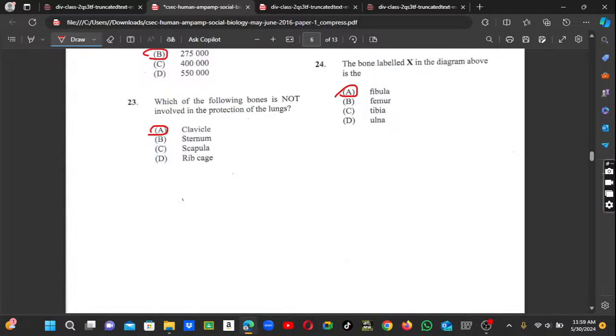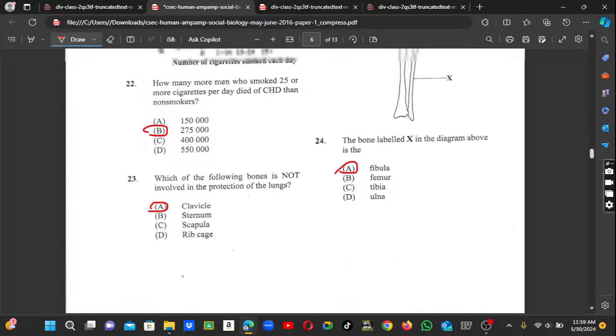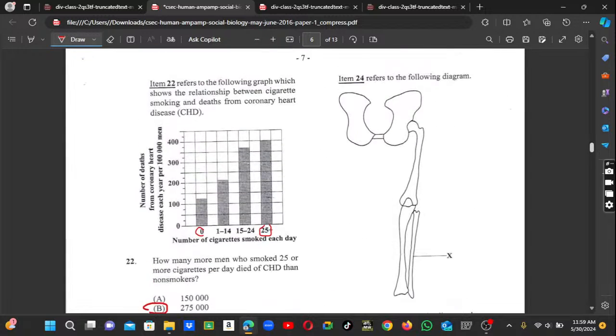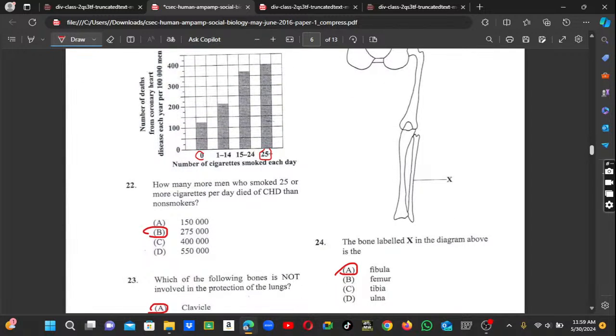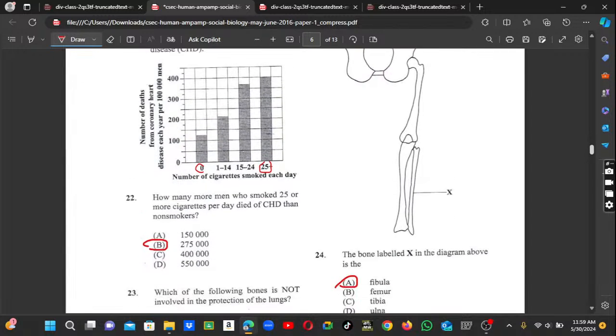Number 23. Which of the following bones is not involved in the protection of the lungs? So we're talking about the clavicle. So this bone, the clavicle, guys, would be like the bone we're talking about, like the head, your skull and all of that. So this would not be in the protection of lungs. Alright? Anyways, moving forward, number 24 is showing the diagram here of bones.